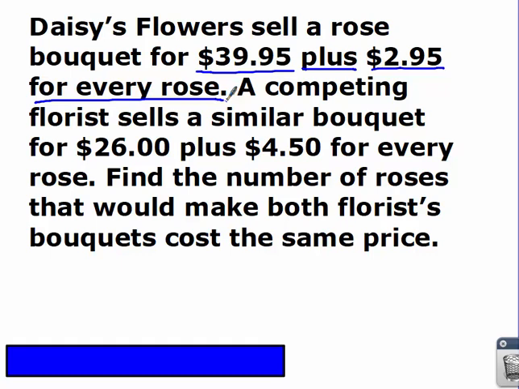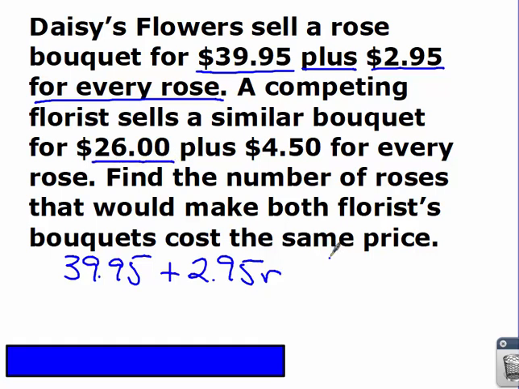Well, I can write that in algebra terms as an expression: $39.95 plus $2.95 for every rose. And that is our variable, rose. I like to use variables that mean something in the problem. A competing florist sells a similar bouquet for $26 plus $4.50 for every rose. And it says, find the number of roses that would make both florist bouquets cost the same price. So I'm trying to find out where these two are equal to each other.